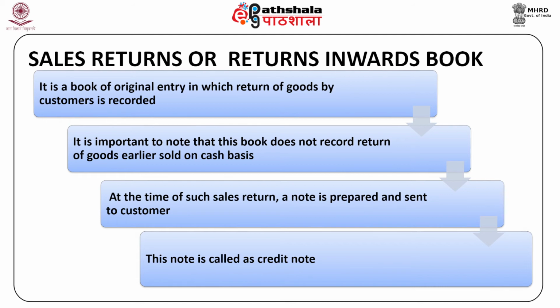At the time of such sales return, a note is prepared and sent to the customer giving all details about the date and amount of the transaction, name of the party, etc. This note is called a credit note. Any trade discount allowed at the time of credit sale shall also be adjusted at the time of receiving goods. This format is used for the sales return book.